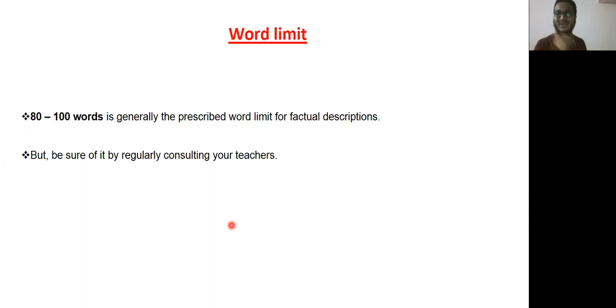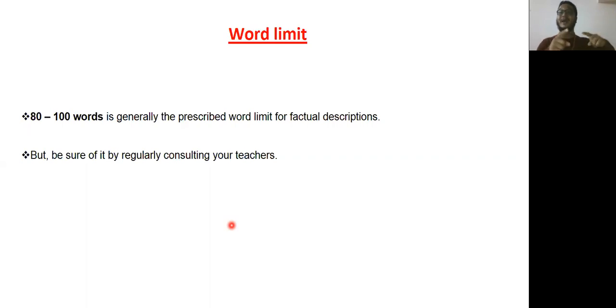When the teacher is framing the question and the word limit is not given in the question, then definitely confirm from the teacher if you're writing in class that the word limit is 80 to 100. In 99% of cases, the question paper gives the word limit for the factual description, so it is never missed. If it is missed in the examination, you must write at least 100 words.